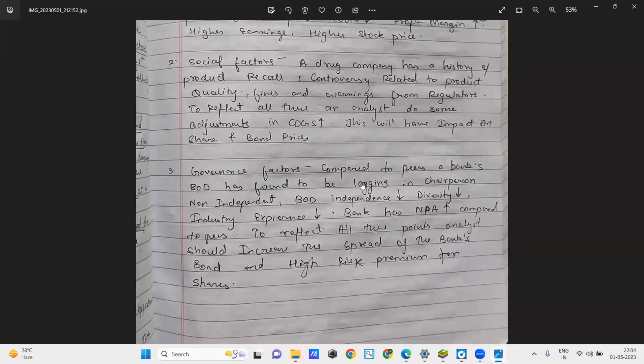Third one is the governance factors. Compared to peers, the bank's board of directors is found to be lagging. If there is a non-independent board of directors, independence will be low, there will be low diversity, and there will be low industry experience. The bank also has high NPA, non-performing assets, compared to peers. To reflect all these points, analysts should increase the spread of the bank's bonds and require a higher risk premium for shares.